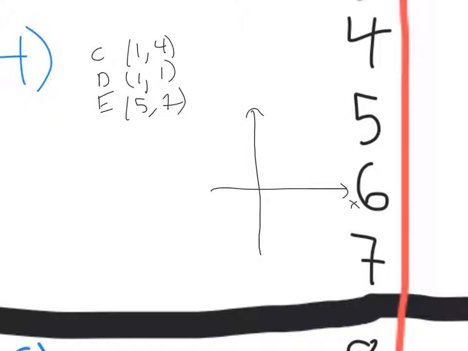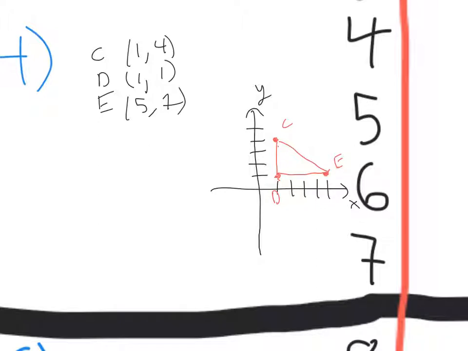Got your X and your Y, and let's see, 1, 2, 3, 4, 5. I'll do the triangle in red. (1, 4) would be right about there. (1, 1), right about here. And then (5, 1) would be right here. So we've definitely got a right triangle happening right there. Okay, and that was C, D, E.